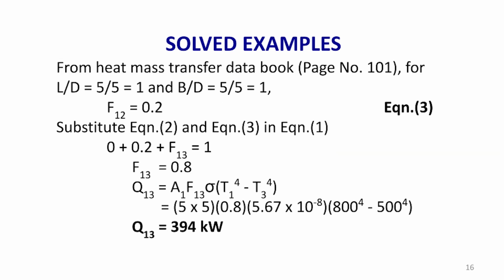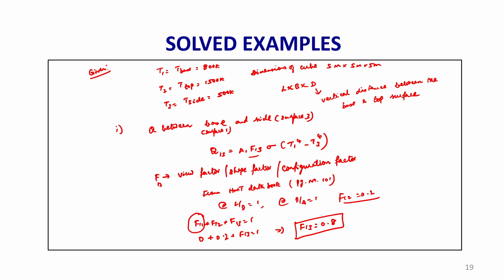Now you have to substitute here. I have found F13 as 0.8, substitute here, and Q13 will be 394 kilowatts.